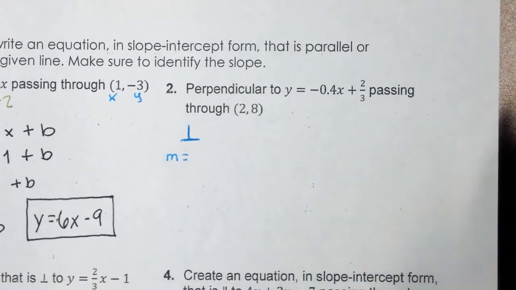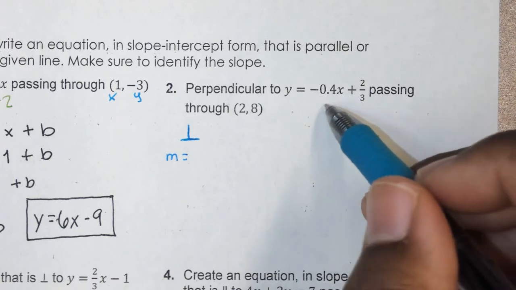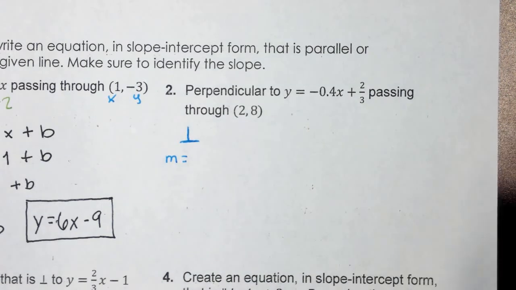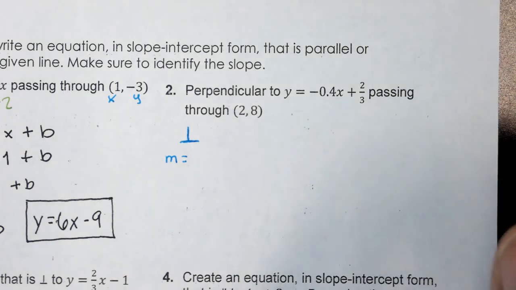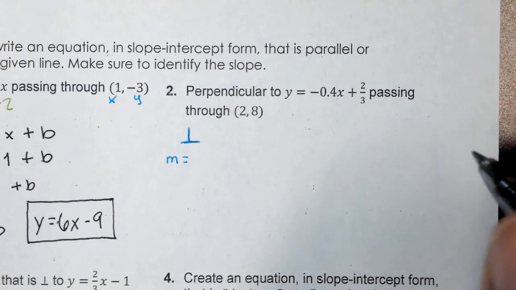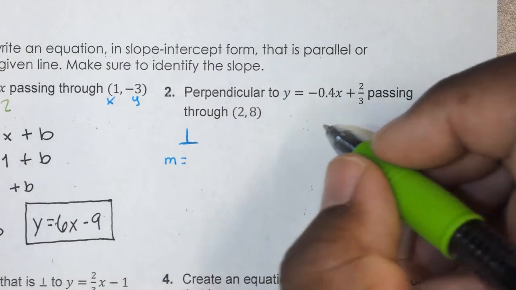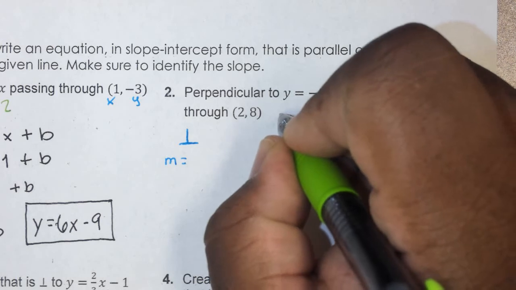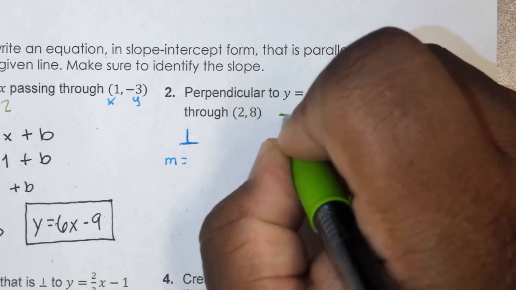Before I do that, looking at my slope, on this one, my slope is in decimal form. I can't leave it like that. I need my slope in fraction form first before I do anything with it. This one is -0.4. How do I convert that to a fraction?